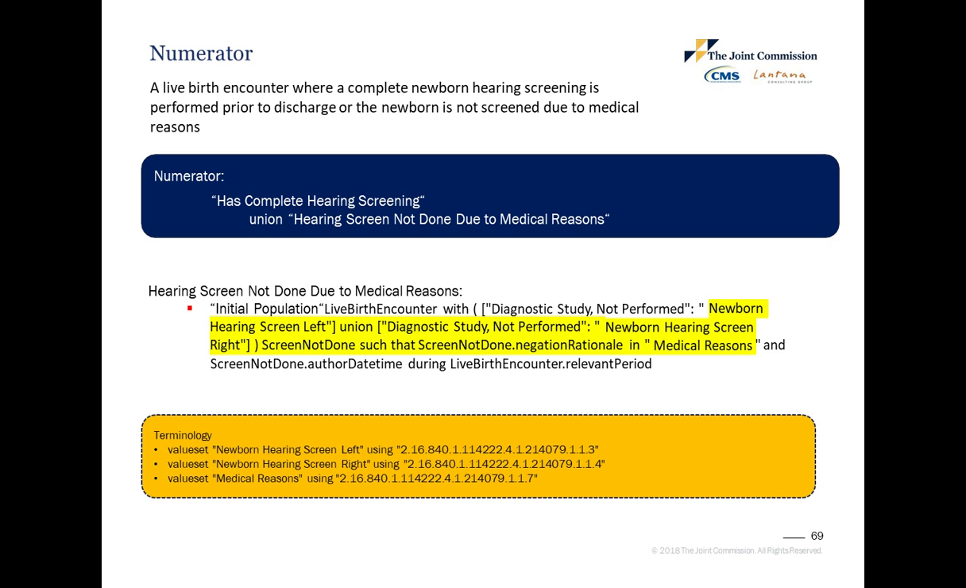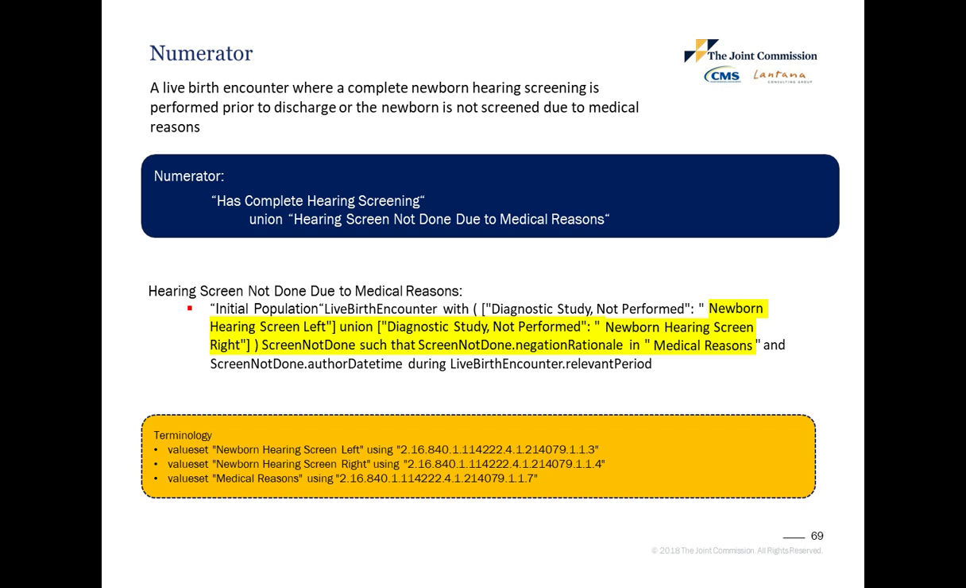So putting that all together, encounters at a hospital or birthing facility where the live-born newborn was discharged within 120 days or less and that end during the measurement period, and who received a complete hearing screen, meaning both ears were screened, or did not receive a complete hearing screen because of a valid medical reason.